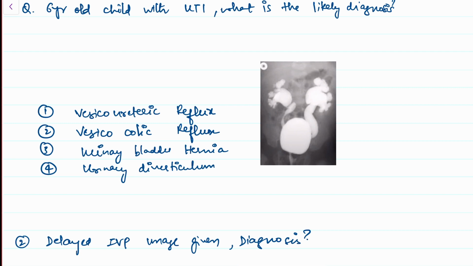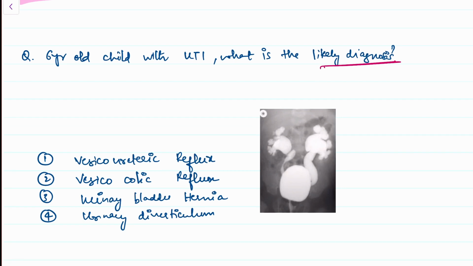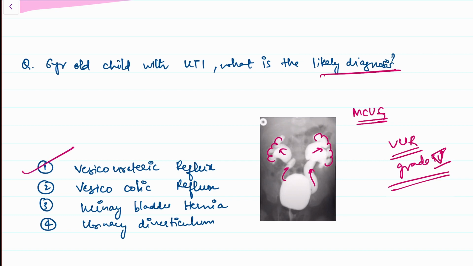So let's get started. First question: a 6-year-old child with UTI, what is the likely diagnosis? And they have given an image here. So guys, this is an image of MCUG showing that there is reflux into the bilateral ureters and into the kidneys, and therefore there is calyceal dilatation also in the kidneys. So this is a case of vesicoureteric reflux grade 5, VUR. So this is the answer for this question.